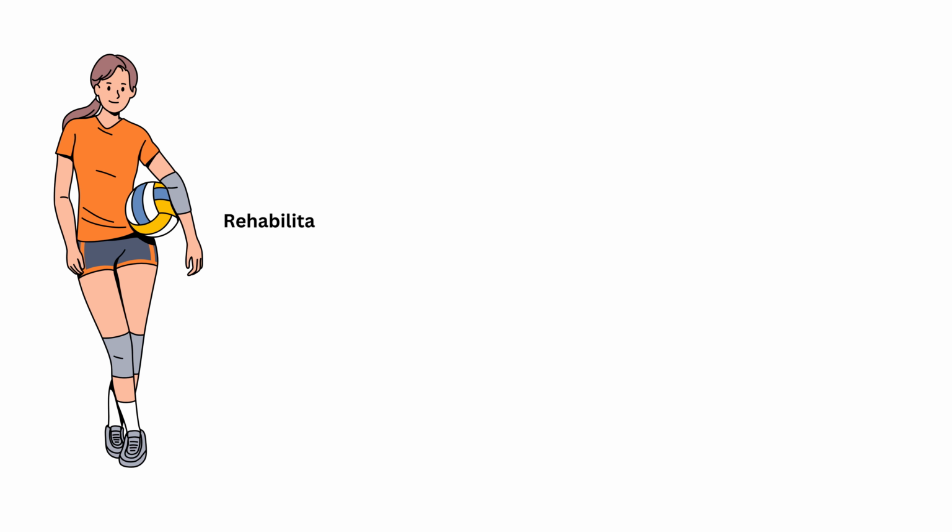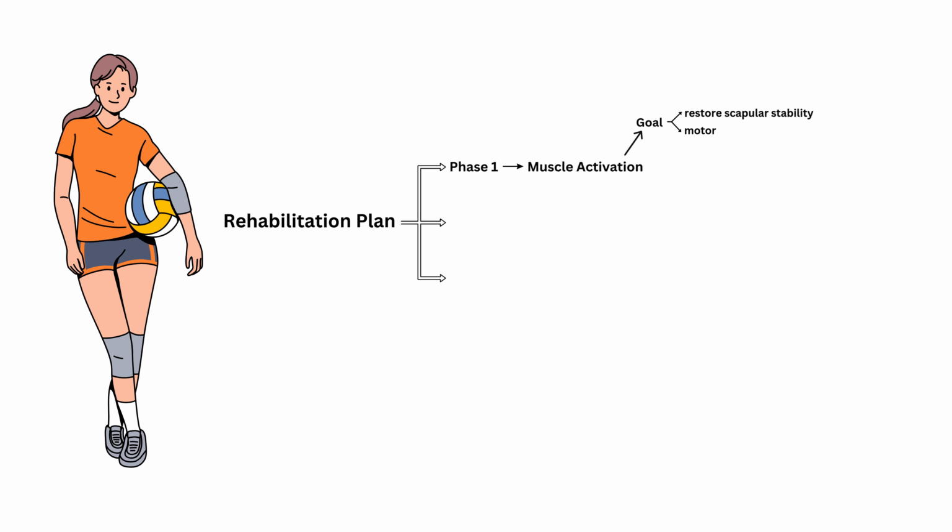The rehabilitation plan is divided into three phases. Phase 1 is muscle activation. The goal is to restore scapular stability and motor control through targeted activation exercises. For example, scapular retraction with TheraBand. Focus will be on activating the lower trapezius and rhomboids.